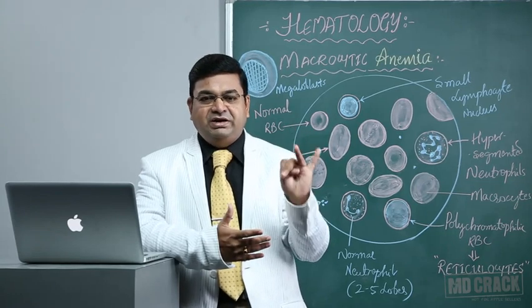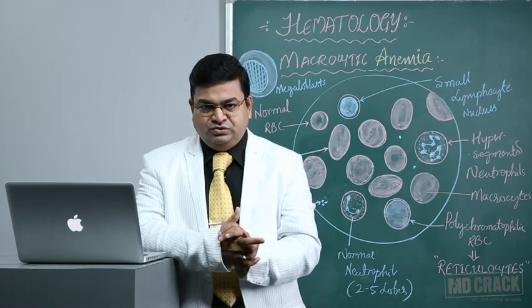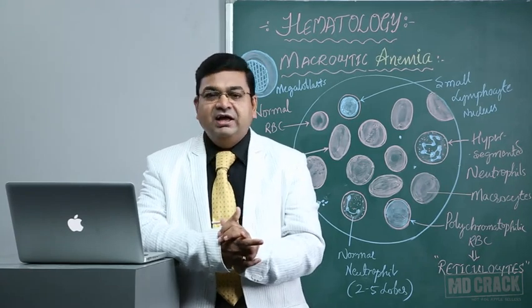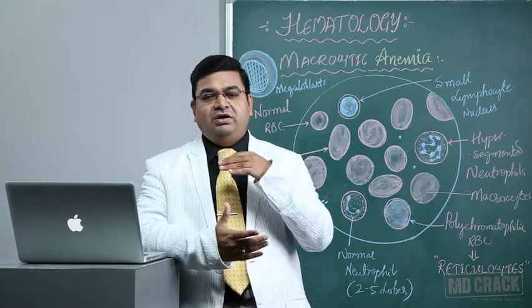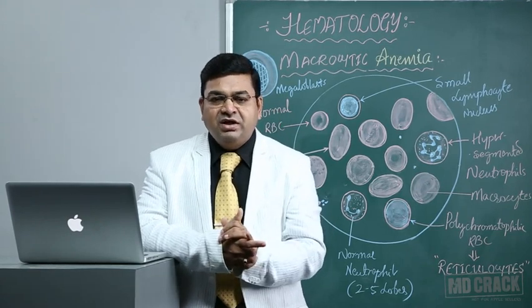So all the three cell lineages, RBC, WBC, platelets, all three will be reduced. Then we call it pancytopenia. So an important cause for pancytopenia is aplastic anemia. But in developing countries like India, megaloblastic anemia is the most common cause for pancytopenia.